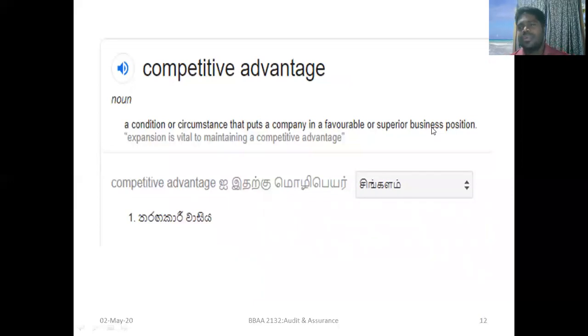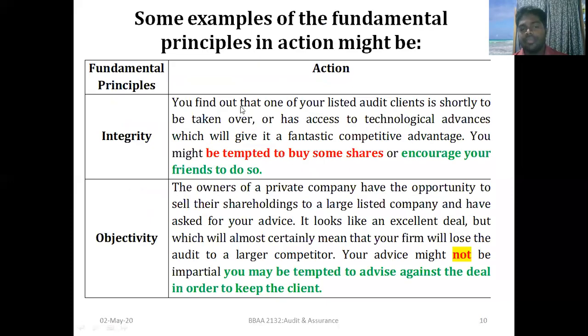You know that in the soap industry, which company has the competitive advantage? Normally Unilever, right? In the telecommunication industry, you can say Dialog. So competitive advantage is a particular position, condition, situation or circumstance that puts a company or firm in a favorable or superior business position. So here, what is going to happen? One of your audit clients is going to be taken over very soon, or that particular client company has access to technological advances. Both situations will give a fantastic competitive advantage.